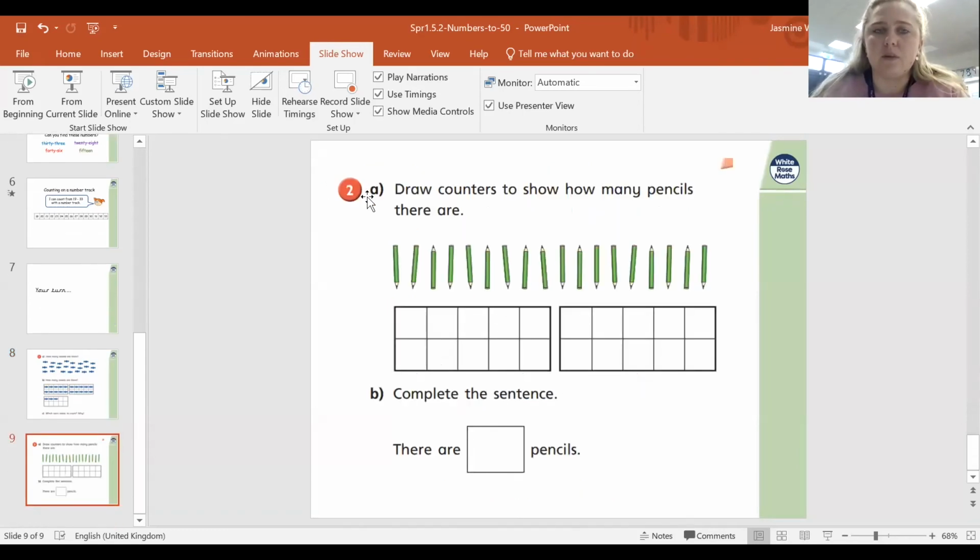Here is the last question. It says, draw counters to show how many pencils there are. Okay, so you need to draw 2 tens frames, and then in those tens frames you need to draw counters to show how many pencils there are, just there. Okay, pause me now and do that. Well done. And B is the final question. It says, complete the sentence. There are blank pencils. How many pencils were there? Write the number for me.